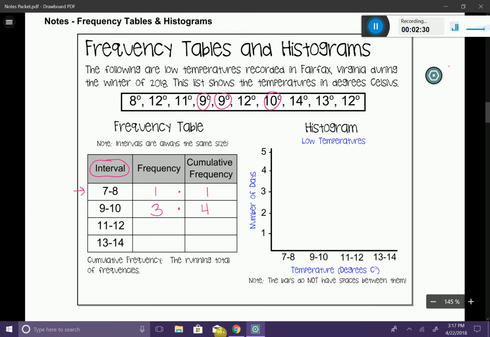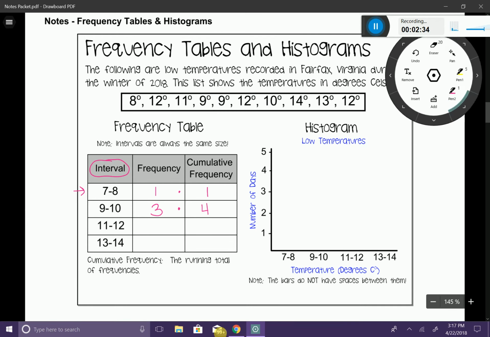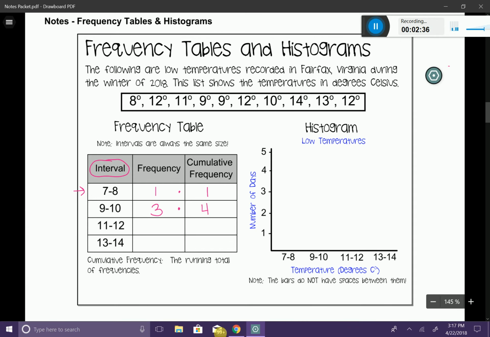Okay, now let's get the next part of the frequency table. Our interval in the next one is going to be 11 and 12. So let's see how many 11s and 12s there are. I have 1, I have 2, 3, and 4. Okay, so I have 4 this time.